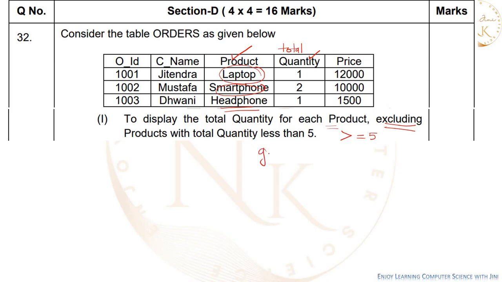So you have to use the clause group by. Group by laptop, group by smartphone. For laptop, you have to find the total separately. For smartphone, you have to find the total separately. So you have to use the group by clause, then use the sum, and give the condition which is greater than or equal to 5.